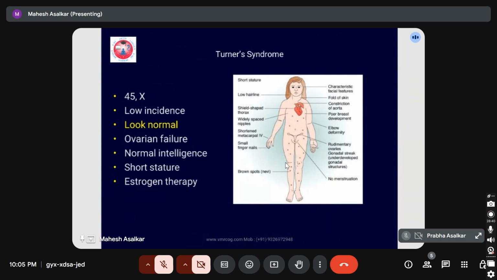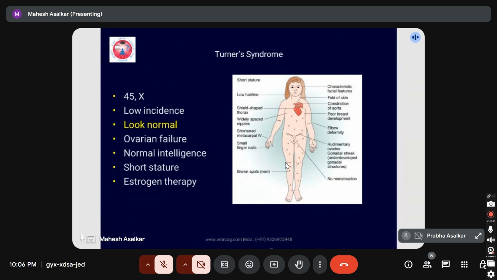There is a short stature, low hairline, shield-shaped thorax, widely spaced nipples, short fourth metacarpal, then small fingernails, brown spots, nevi, characteristic facial features, fold of skin, constipation, constriction of aorta, poor breast development, elbow deformity, rudimentary ovaries, gonadal streak, underdeveloped gonadal structures, and no menstruation. So these are the features of Turner syndrome.